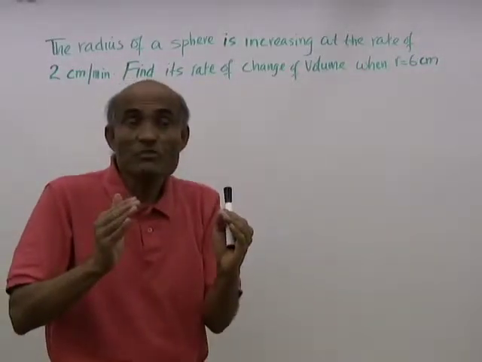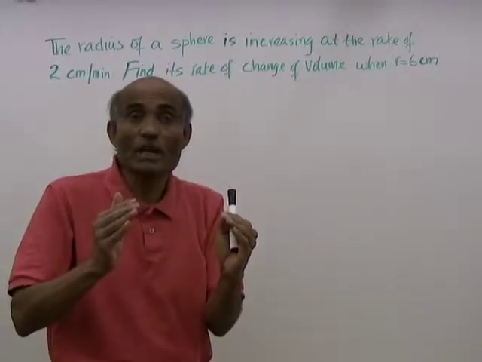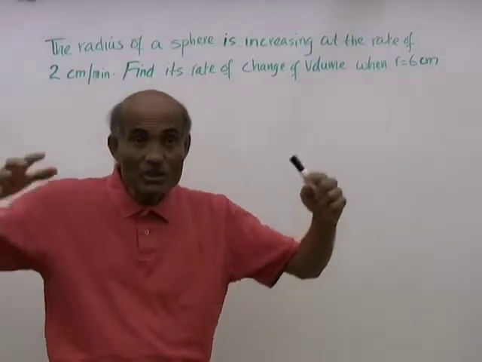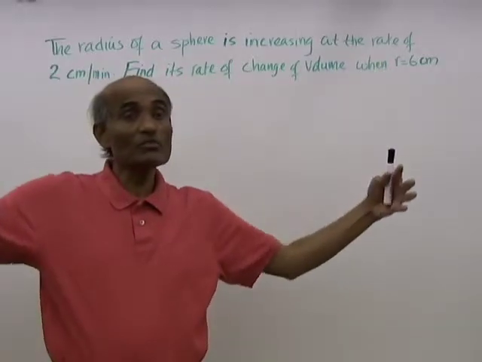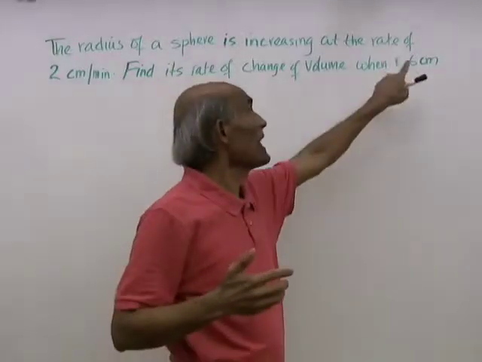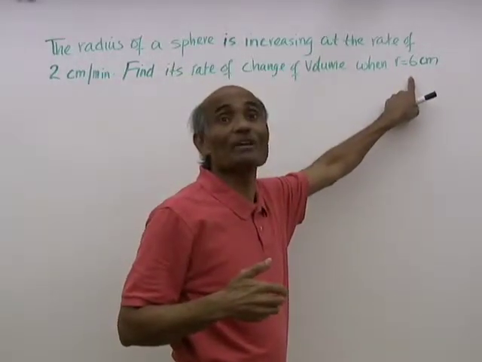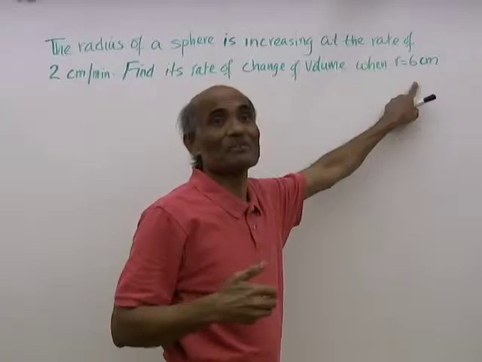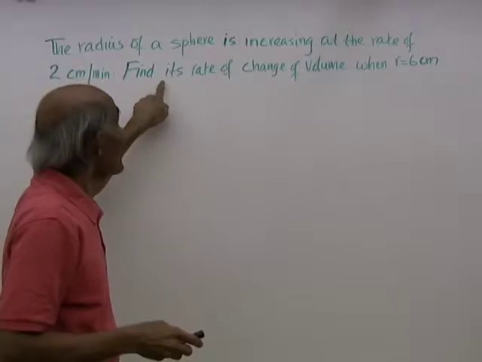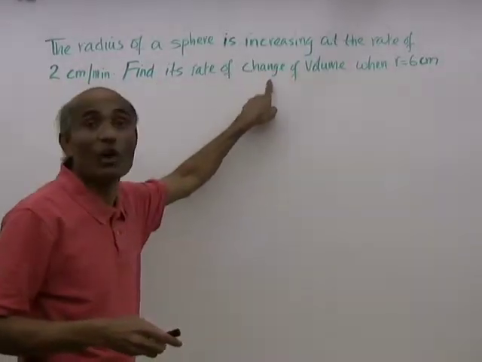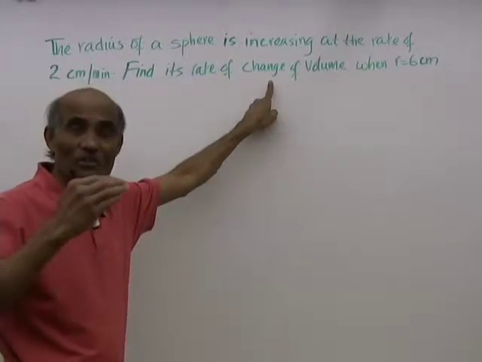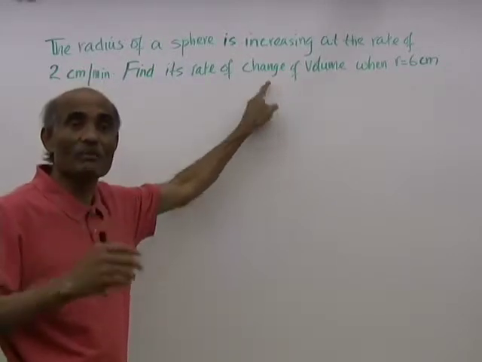Remember, the rate of change of volume, as I explained to you earlier, will change with the value of the radius. As the radius increases, the rate at which the volume increases will change. So we need to find the rate at which the volume increases at the instant when r equal to 6 centimeter. So tell me, what is it that we are looking for? Find its rate of change of volume. We are looking for dV by dt, the rate of change of volume with respect to time.